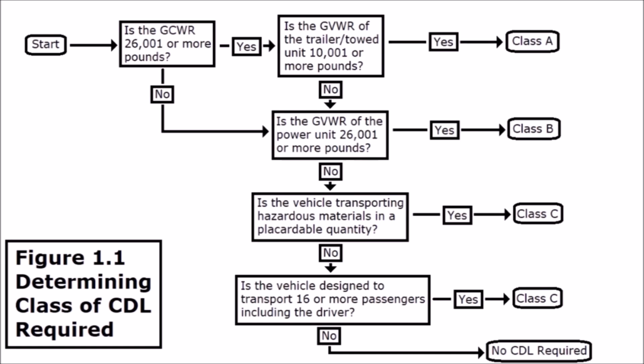Figure 1.1 helps you determine if you need a CDL. Chart on page 1-1, Figure 1.1. Does the vehicle or combination of vehicles have a manufacturer's weight rating, GVWR, over 26,000 pounds? No. Is the vehicle designed to carry 16 or more people, including the driver? Yes. You need a Class C CDL. No. Does the vehicle require hazardous material placards or transport a select agent or toxin? Yes. You need a Class C CDL.